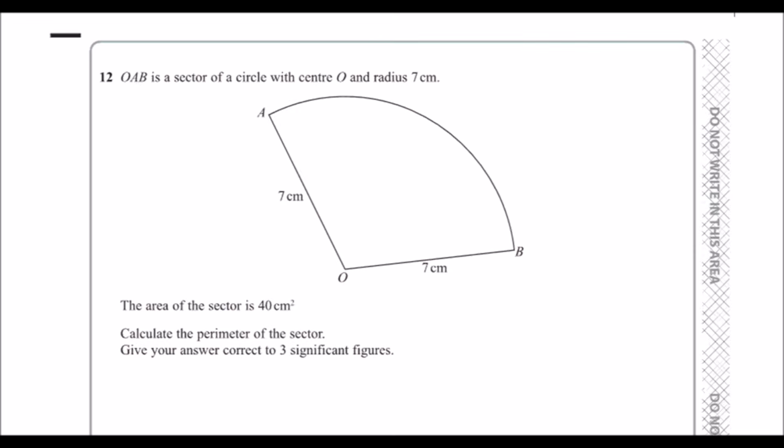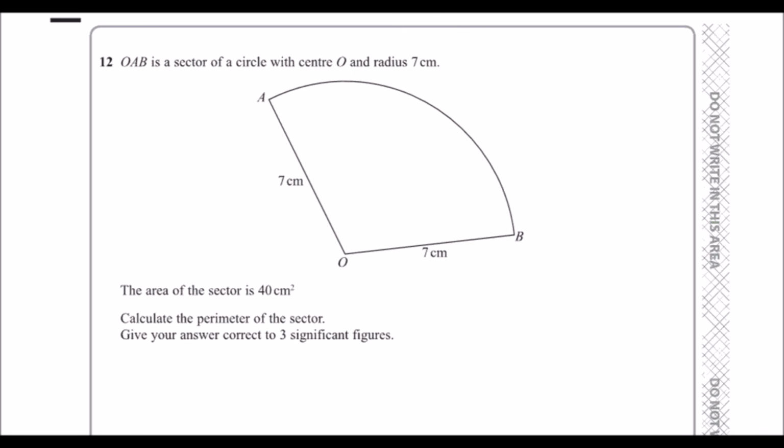Question 12. OAB is a sector of a circle with center O and radius 7 centimeters. The area of the sector is 40 centimeters squared. Calculate the perimeter of the sector. Give your answer correct to 3 significant figures. So this is a two-part question.